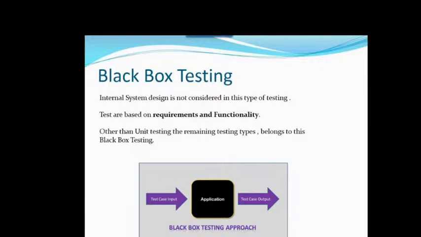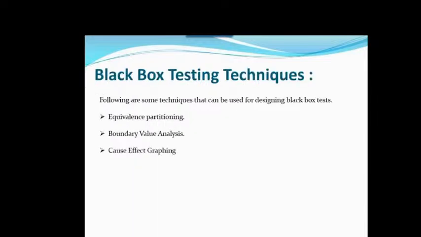Other than unit testing, which I told you is done by the developer, the remaining types belong to black box testing only. So in real time, we are the black box testers, the functional testers. We need to check the functionality and whether the application is working as per the given requirements and functionality. Is it clear?